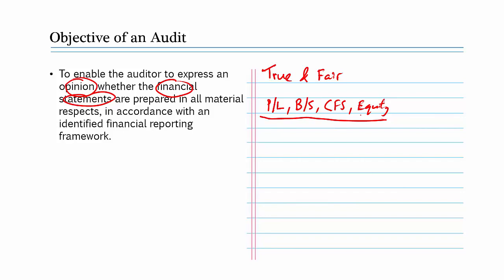Okay, the next big word here will be material. Material here means the financial statements contain many different numbers. Some numbers are bigger, some numbers are smaller. And auditors' focus is actually only on significant numbers, which are important to the users of the financial statements.